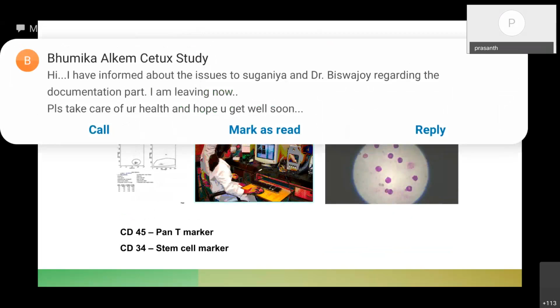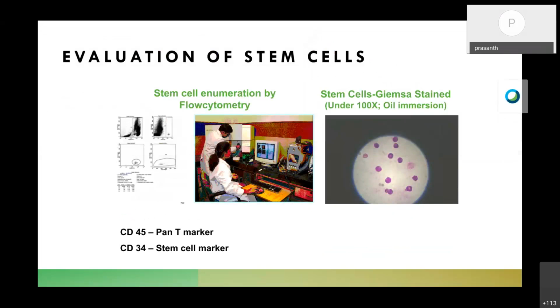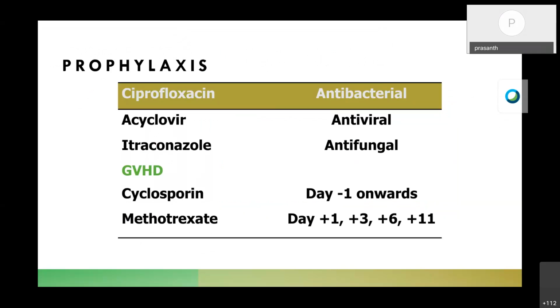Before infusing these, we check their numbers. There is a certain number of stem cells which are required to be infused. This is done by flow cytometry, and CD34 is the marker which is used to identify the stem cells and to count the stem cells, because it's a very specific marker for the stem cells.